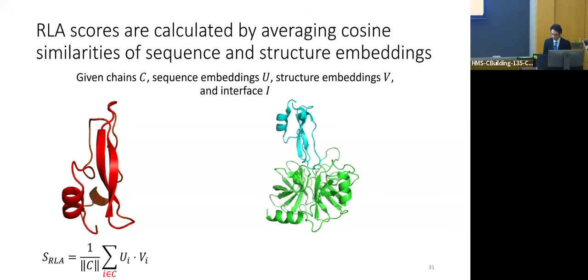Things are a little more complicated for multimers, because now we have two chains and we also have an interface, I. We empirically noticed that we get better performance if we don't just average over every residue in the complex, but instead only average the cosine similarity between the sequence and structure representations of residues at the interface, right? So now we're specifically looking at the interface between these two chains to get the score.